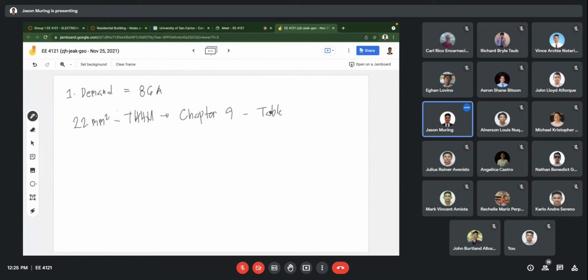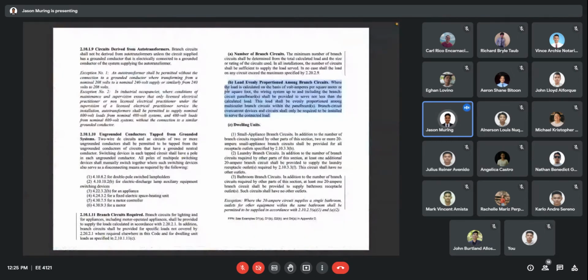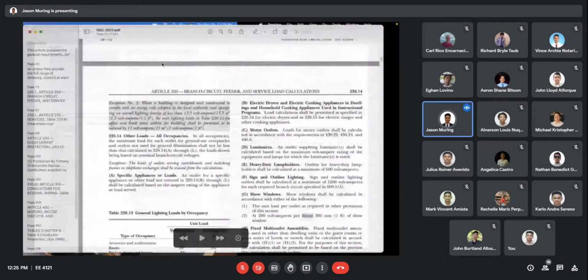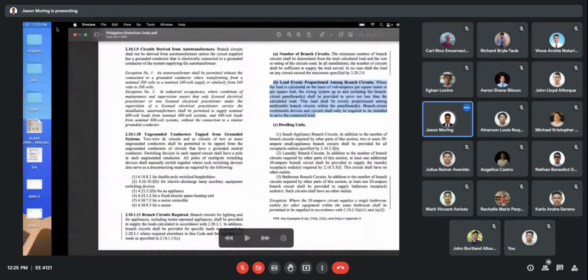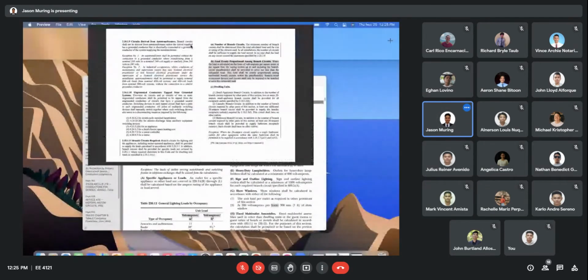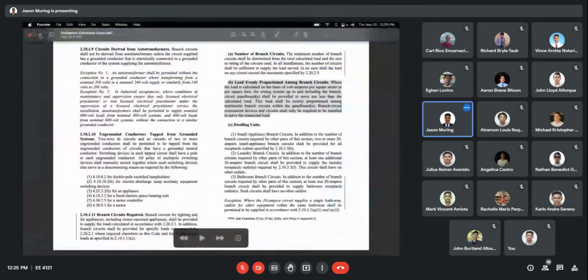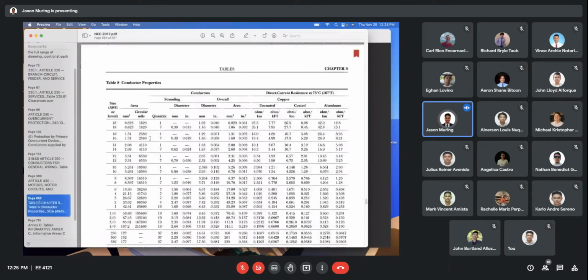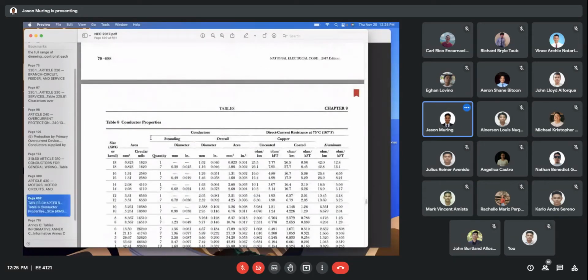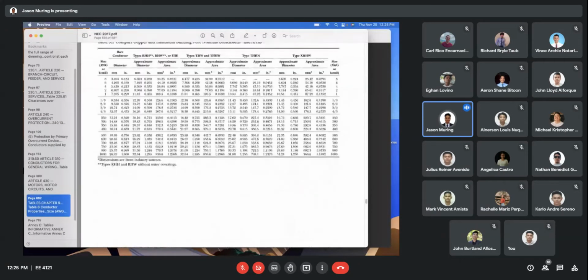Table 9, for AC. So I'm going to use again the National Electrical Code, because my copy of the Philippine Electrical Code only goes until chapter 8, so I don't have a copy of chapter 9 in the Philippine Electrical Code. So I go now to chapter 9. I have it here bookmarked. Oh, I was wrong.